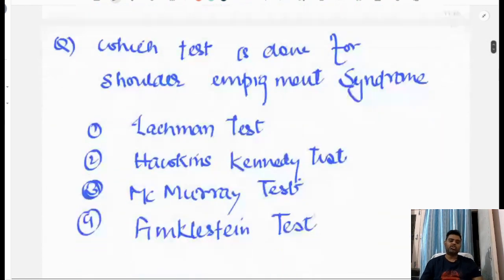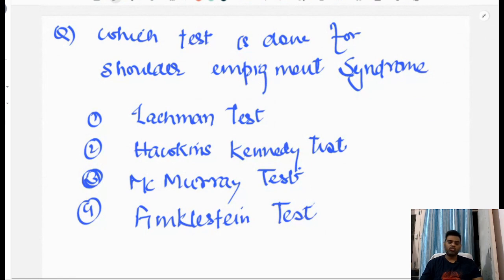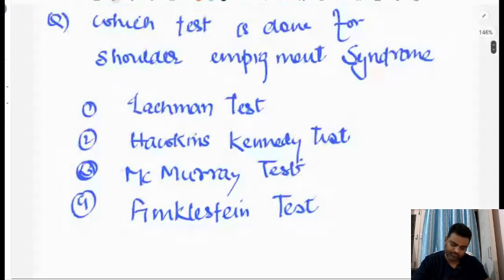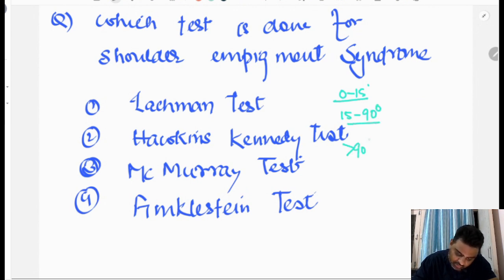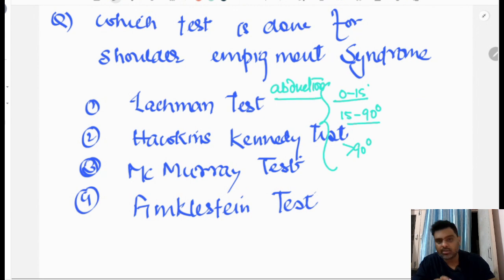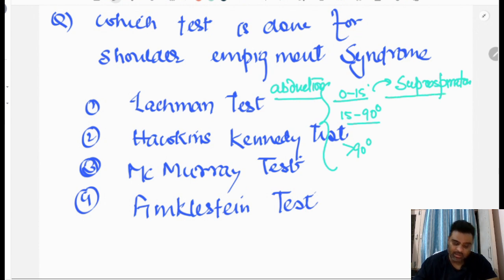Which test is done for shoulder impingement syndrome? So here you have to understand some important points. There is 0 to 15 degree abduction, then there is 15 to 90 degree abduction, then there is greater than 90 degree of abduction. This is related to abduction. So abduction has to be divided into these three stages. 0 to 15 degree is done by supraspinatus muscle. 15 to 90, I have already told you, is deltoid.